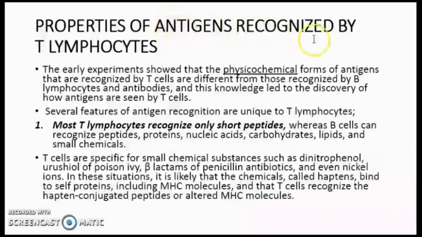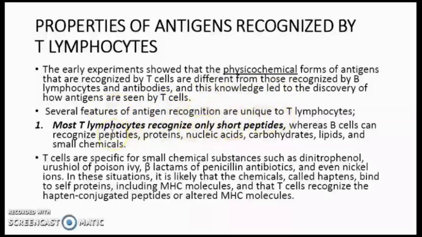Properties of antigens recognized by T lymphocytes. The early experiments showed that the physicochemical forms of antigens that are recognized by T cells are different from those recognized by B lymphocytes and antibodies. And this knowledge led to the discovery of how antigens are seen by T cells. Several features of antigen recognition are unique to T lymphocytes.